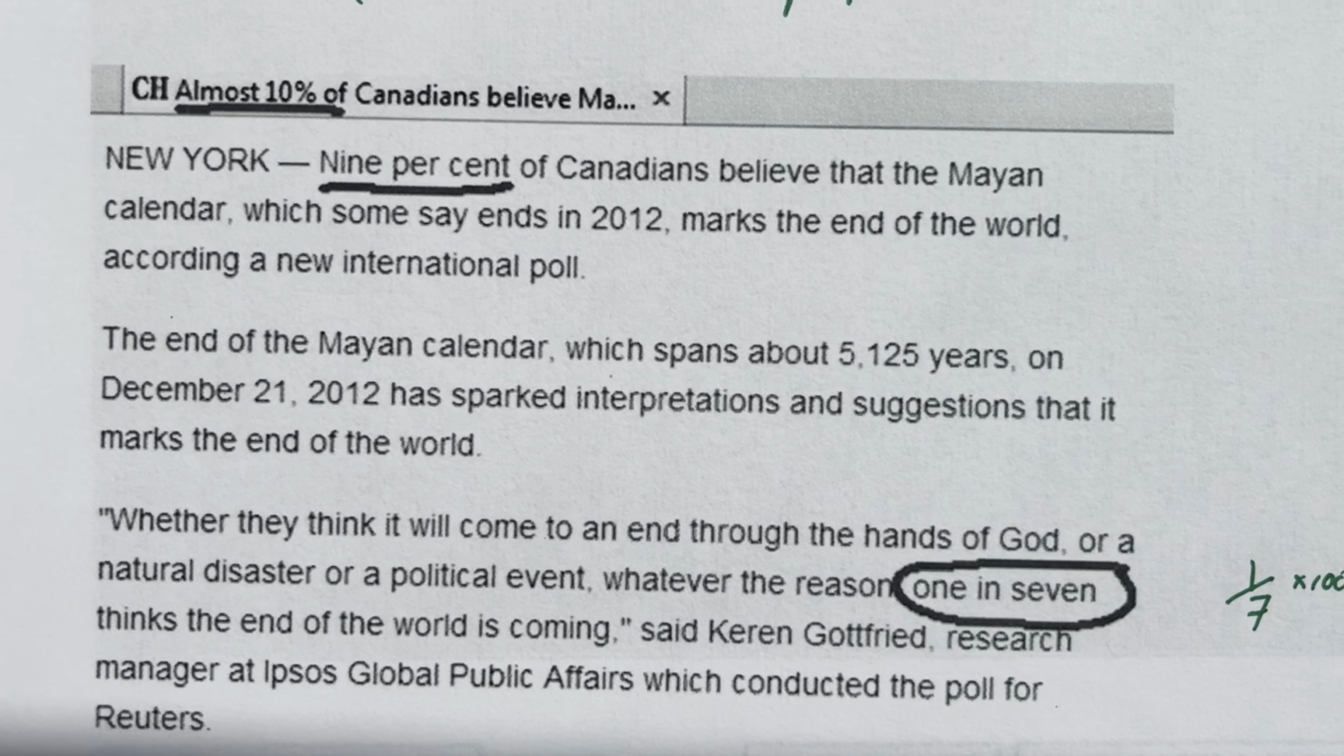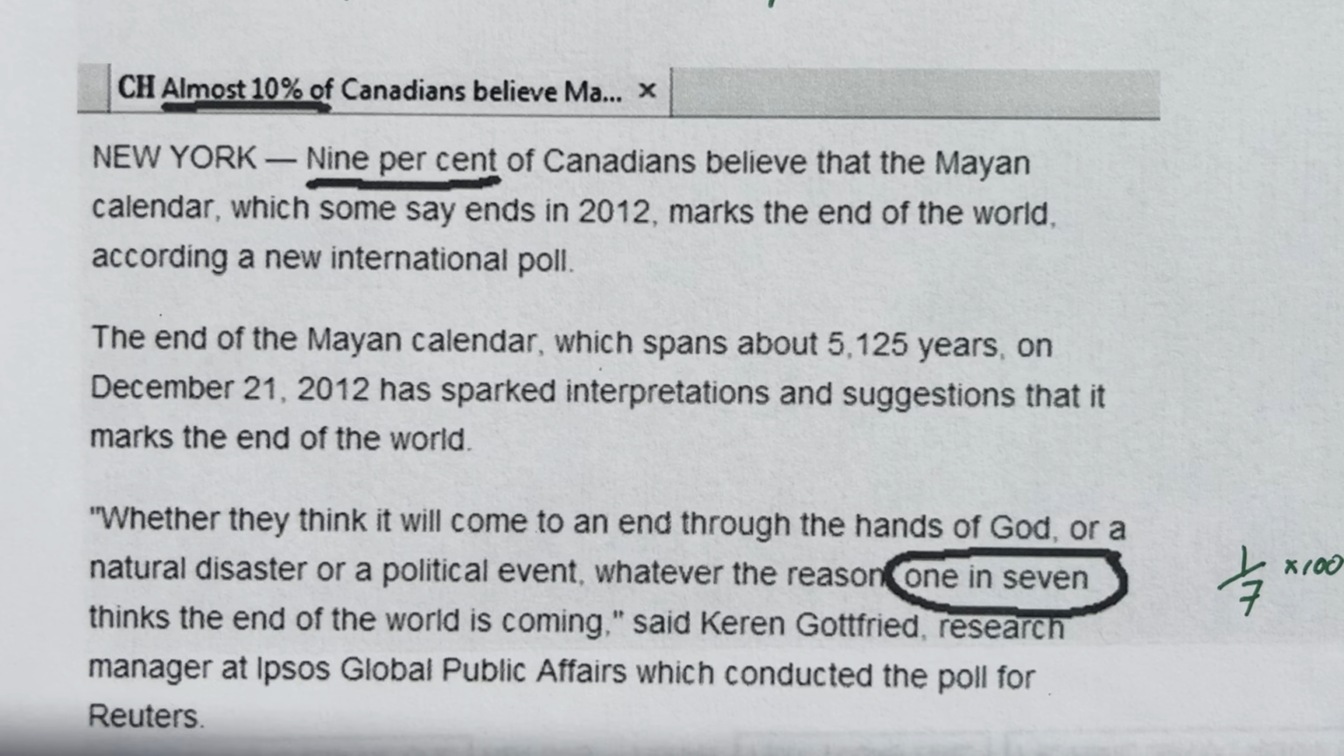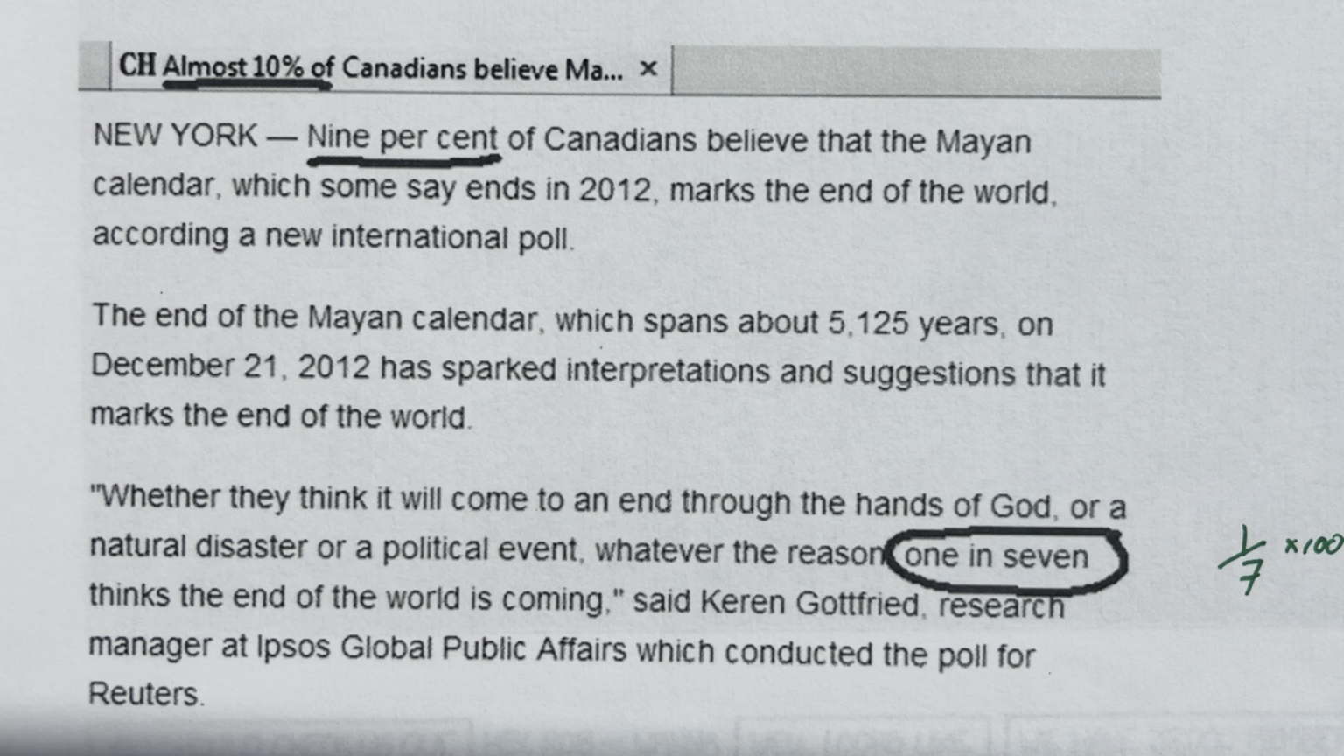So once again, make sure you're careful. Here was an article: 9% of Canadians believe the Mayan calendar, which some say ends in 2012, marks the end of the world. Obviously, it didn't, although 2020 is giving it a pretty good run for its money. But if you look at the headline, it said almost 10% of Canadians. Well, 9% is almost 10%. I'll give it to them on that.